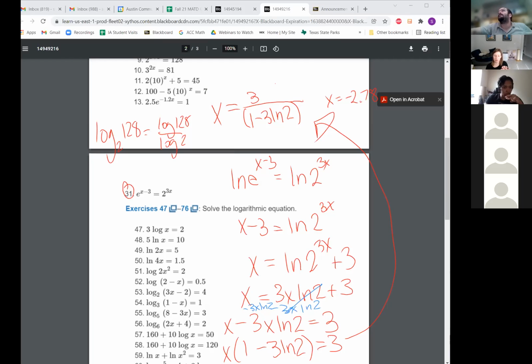Well, we brought it over, but when we had it together on the same side, we could not combine them, remember? If we had X minus 3X, we could simplify it to negative 2X and solve from there. But because that ln 2 was attached to the X, we were stuck. So the only thing we could do to get the X simplified was to make it a GCF and take it out. Okay.